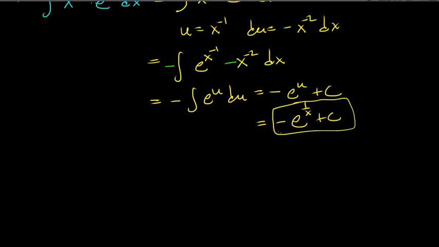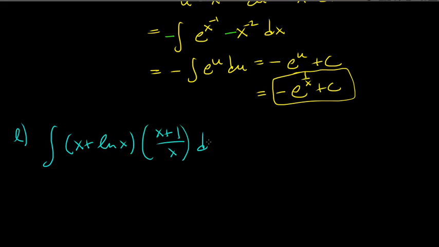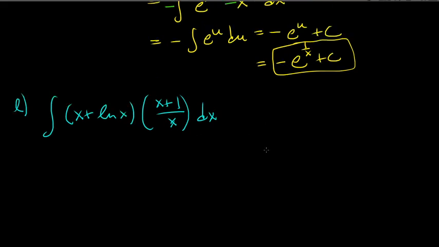All right, and finally part L. Very quickly here, part L is the integral of x plus log x times x plus 1 over x. Right. And there's a very good reason for writing it this particular way. Of course, I could have started multiplying stuff out, and that would actually make it harder.